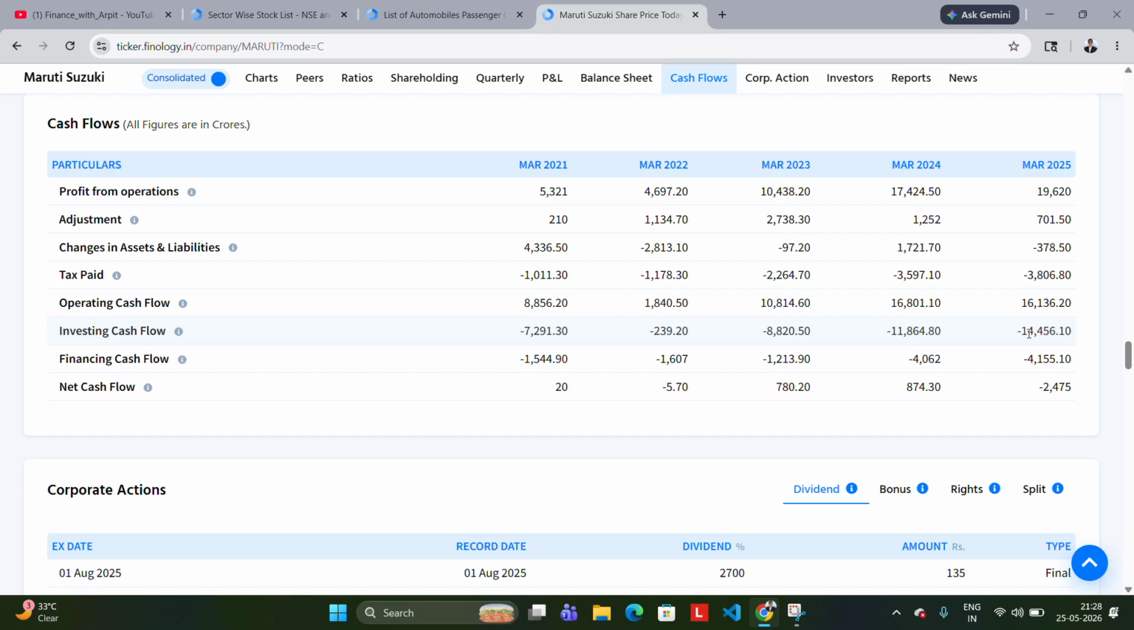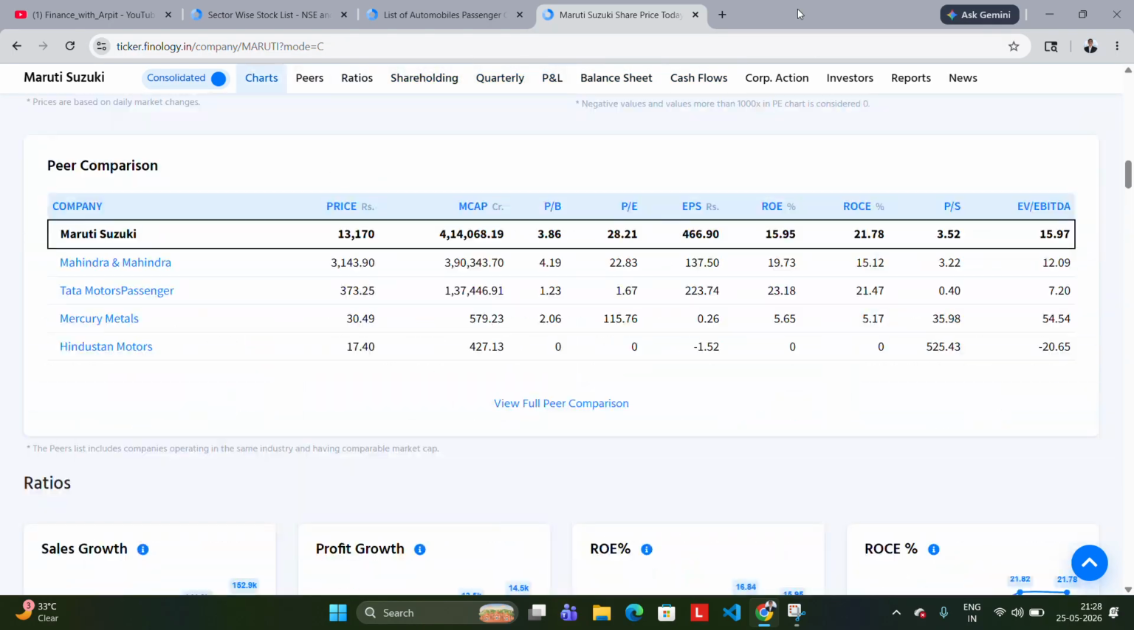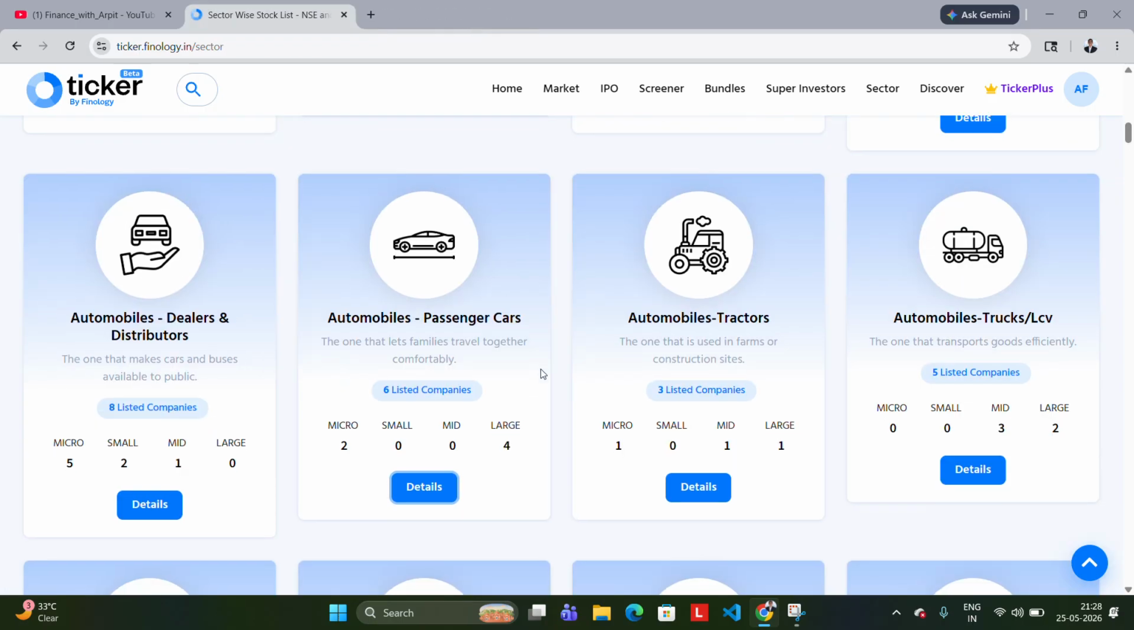because they have some investing cash flow. That is, they must have bought a new company, a new subsidiary, or set up a new factory or something like that. So yeah, overall it's negative, but we should look at the operating cash flow. So yeah, it's good. According to me, the best currently are Maruti Suzuki and Hyundai Motors if you want to go for the automobile sector.